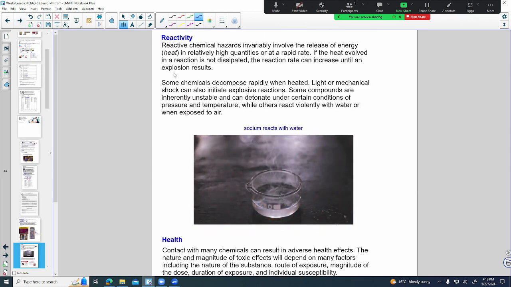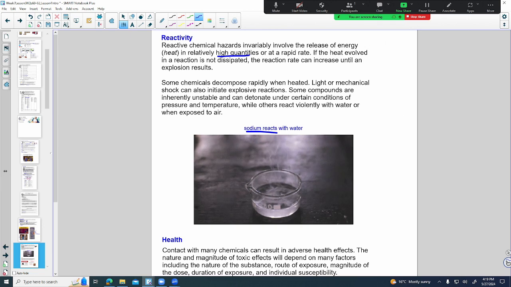Next is reactivity. So reactive chemical hazards invariably involve the release of energy or heat in relatively high quantities or at a rapid rate. So if the heat evolved in a reaction is not dissipated, the reaction rate can increase until an explosion results. So if you look at the example here on the slide, look how sodium reacts with water. It actually ignites.